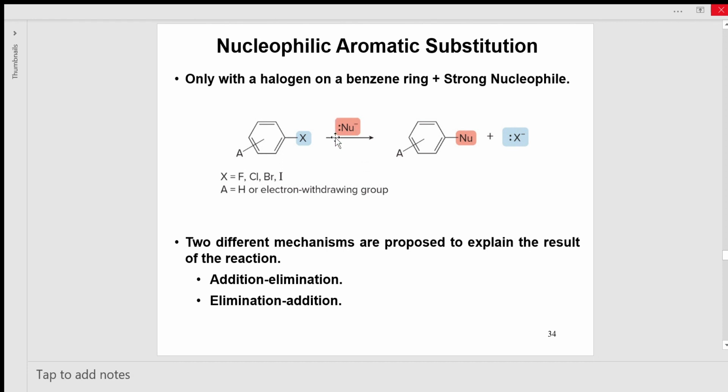Again, the key point is a strong nucleophile and a very good leaving group. There are two proposed mechanisms for this nucleophilic aromatic substitution reaction. The first one is called addition-elimination, or elimination-addition. I'm not a big fan of the names, but I really want you to understand the fundamentals of the nucleophilic aromatic substitution reaction.